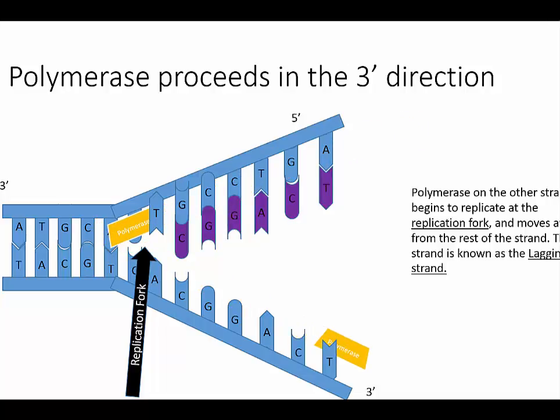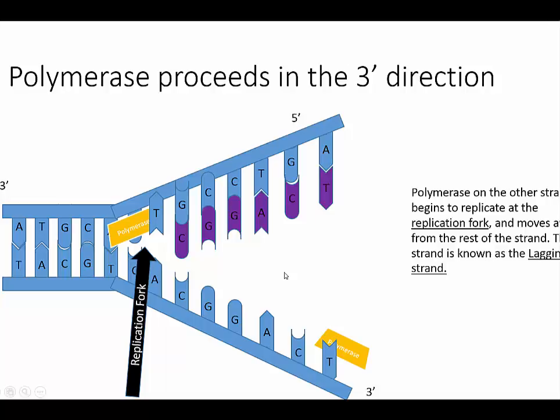So polymerase on the other strand, however, so we have two different strands here, has to enter from the 5' to the 3' end, and because these strands are anti-parallel, that creates kind of a problem. In one strand we have the entire shoelace to get, and on the other one we're only getting what we feed into the hole.